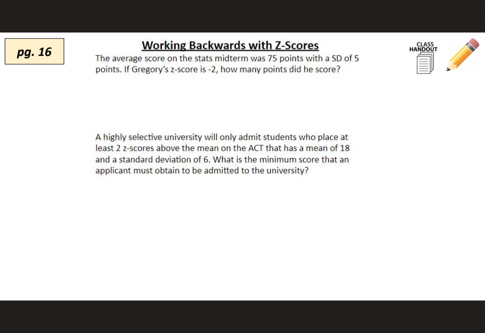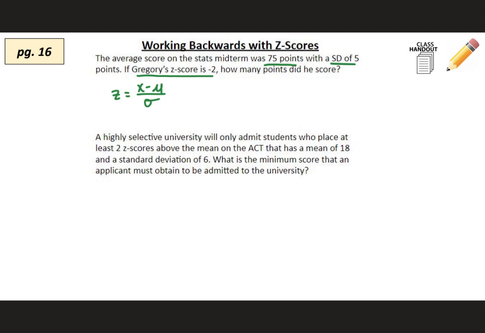All right, so we can also use z-scores to kind of work backwards. This example says the average score on a stats midterm was 75 points with a standard deviation of 5 points. And it says if Gregory's z-score is negative 2, how many points did he score? So remember the z-score formula is z equals x minus the mean divided by the standard deviation.